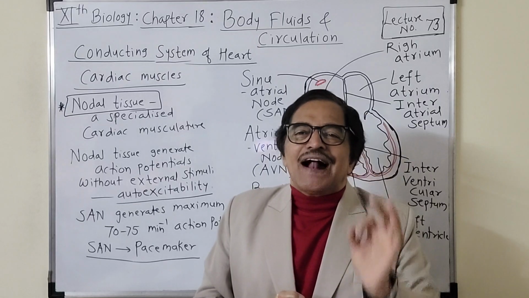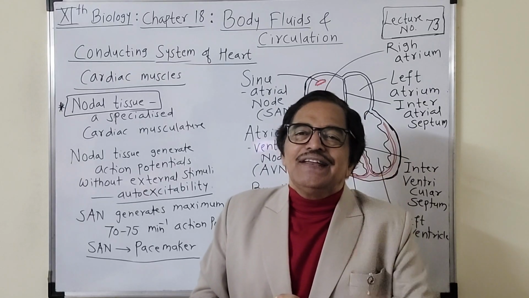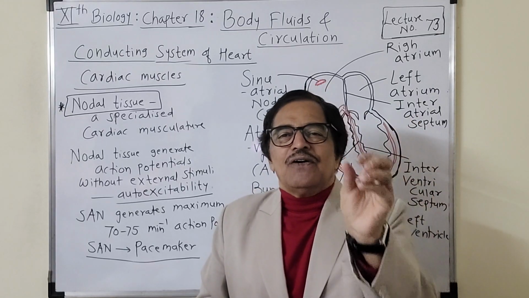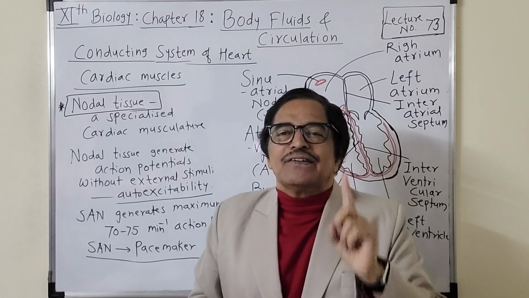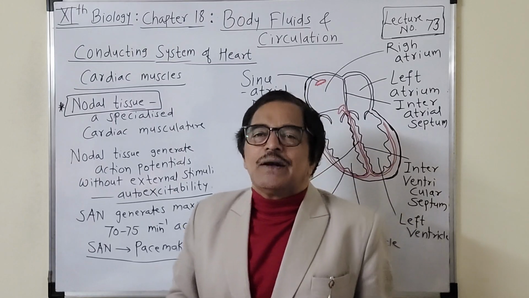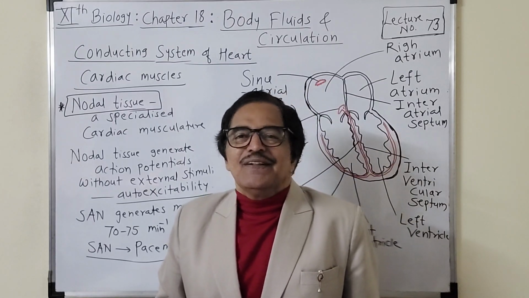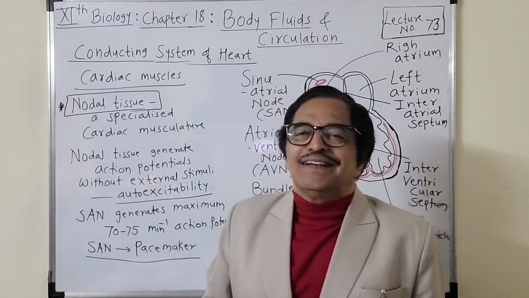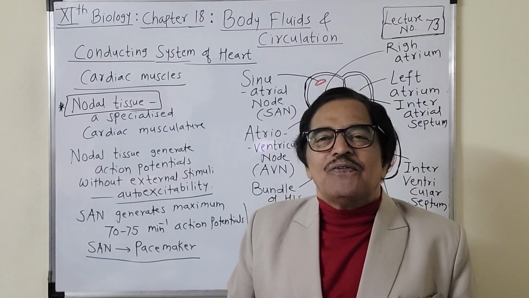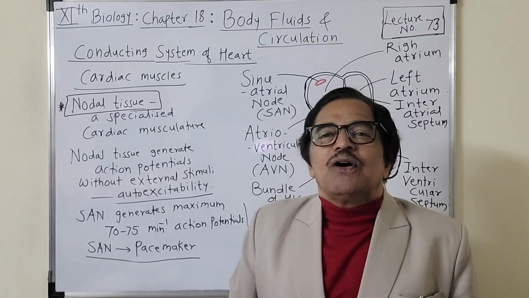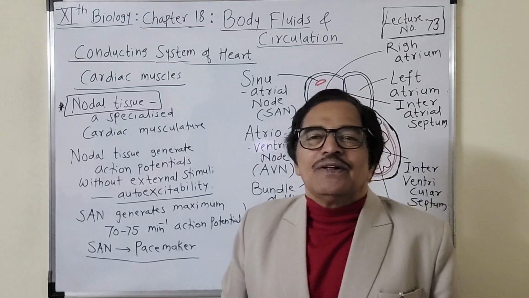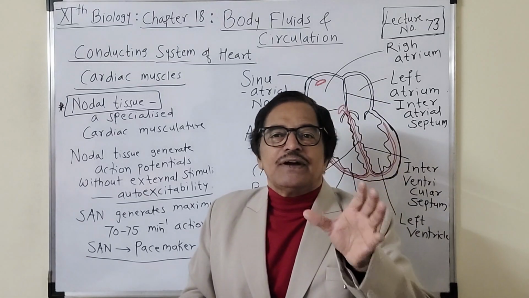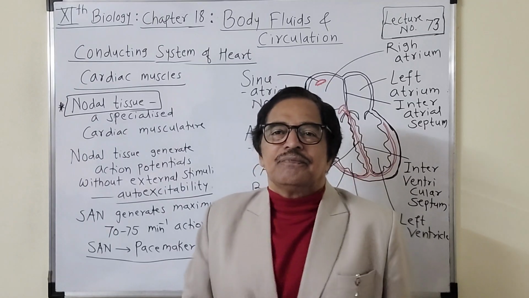Each cardiac cycle is initiated by a wave of contraction, at each time in each cardiac cycle. We have 72 heartbeats per minute, isn't it? So for each cycle, that wave of contraction is initiated by SAN. And not only that, it maintains that with a constant rhythm.